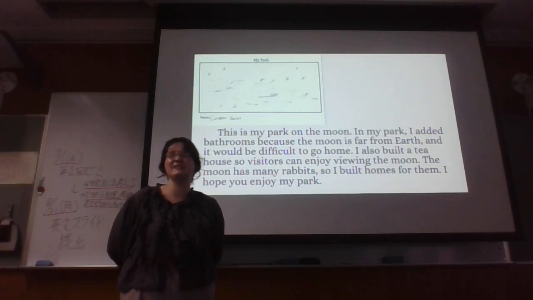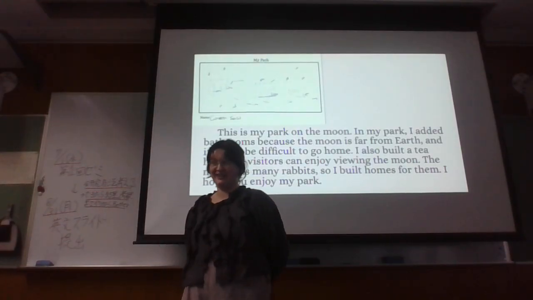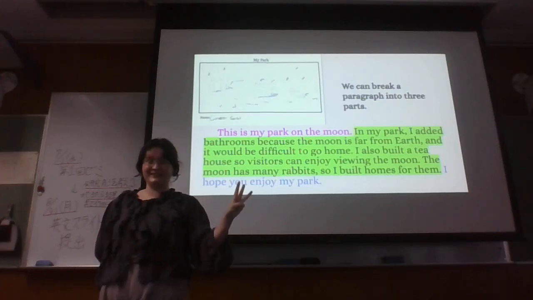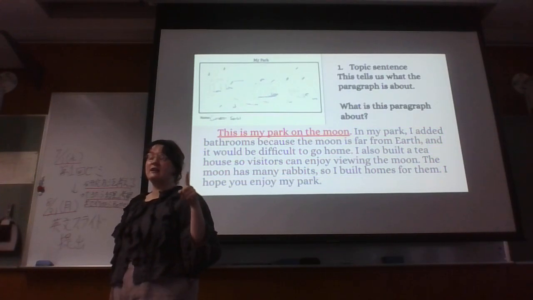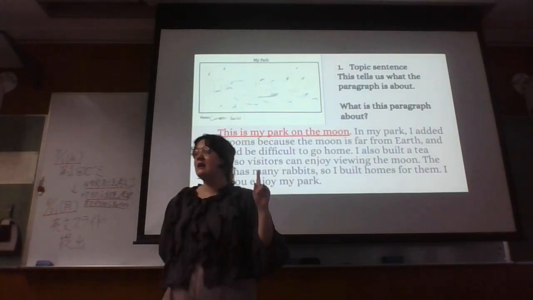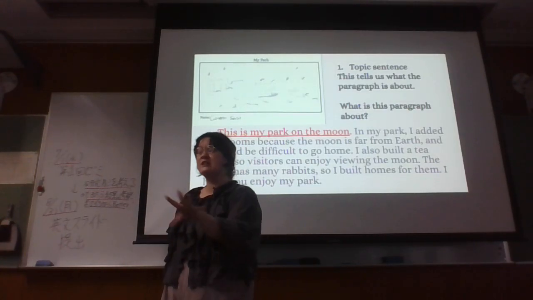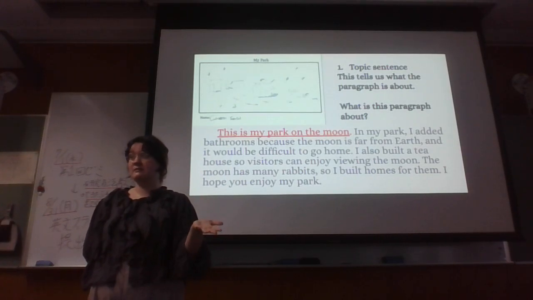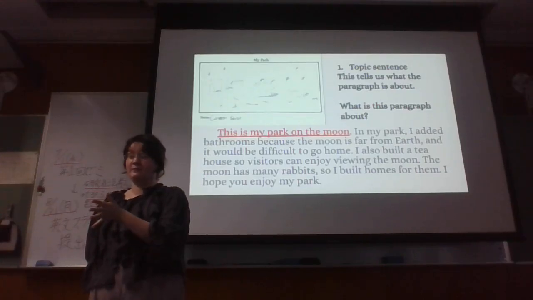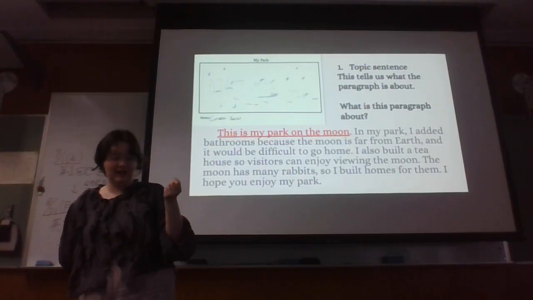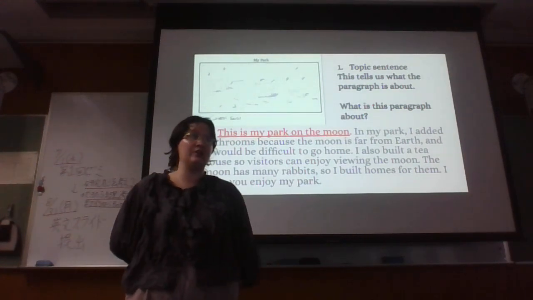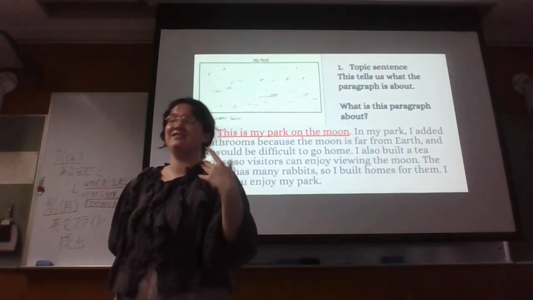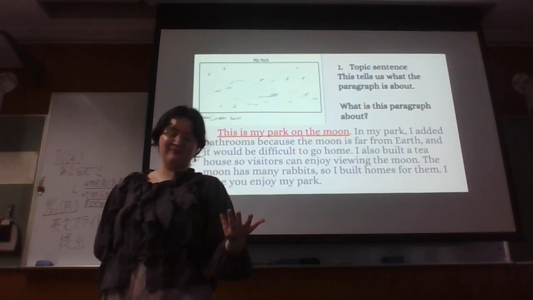Alrighty guys, we're going to take a look at how this paragraph is structured. We can break paragraphs down into 3 different parts. Our first part we call our topic sentence. This tells us what the paragraph is about. So can you please talk in pairs? What is this paragraph about? This is my park on the moon. I give them a chance. I assume that they would do poorly here, that this would be a hard question to answer. And I would point out the answer is the topic sentence. This is about my park on the moon.